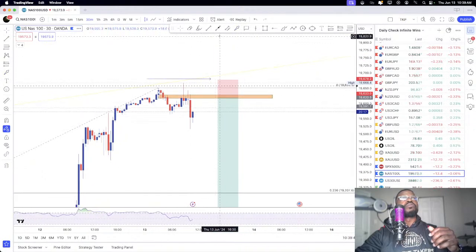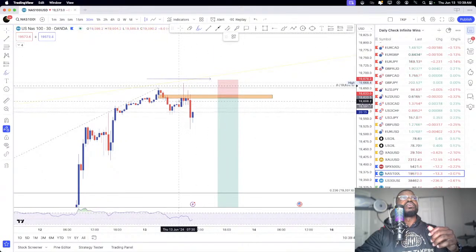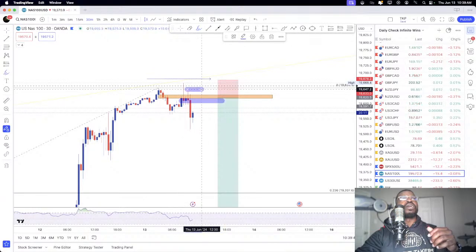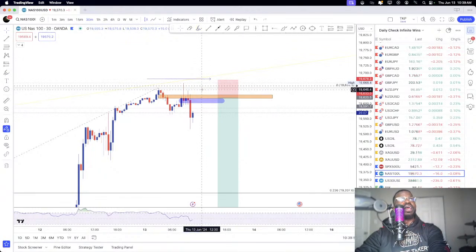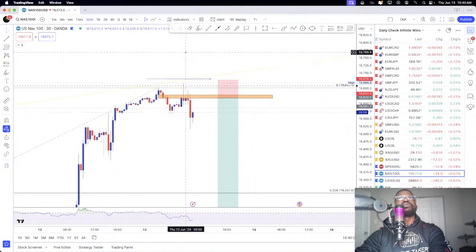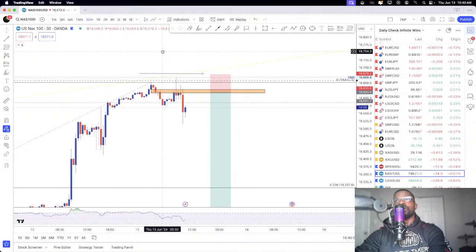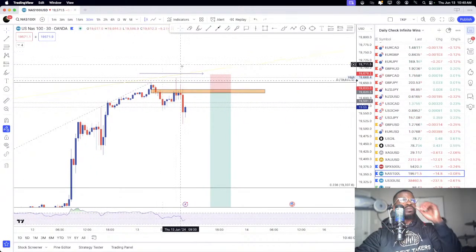So if price pulls back to retest this area right here and it fails to create a new high, then we will see a continuation in this downtrend. Okay? So it's okay to see a little pullback. Don't freak out and close your trades too soon. You got to learn to let the market work for you when you enter these trade setups.